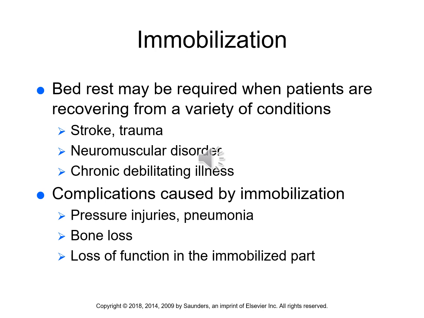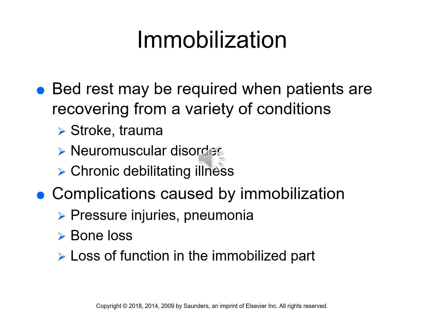There's a lot of different physical things that can happen to a person to cause them to be immobile. Perhaps they may have had a stroke or some type of trauma, some type of neuromuscular disorder, or any chronic debilitating illnesses can cause a person to be immobile as well. Immobility can affect a lot of different parts of the body and cause various issues.